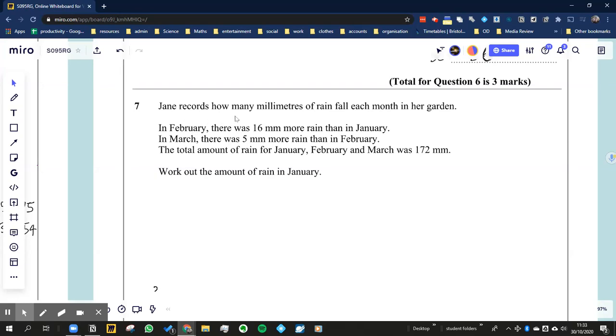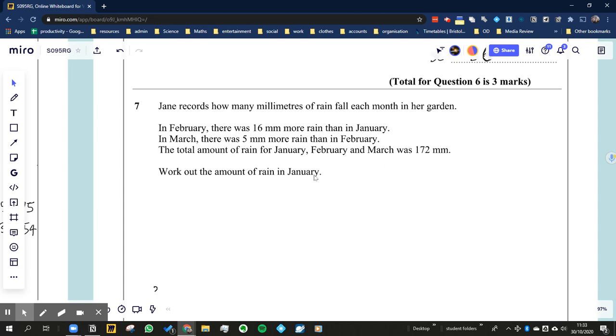So Jane records how many millimeters of rain fall each month in her garden. In February, there was 16 millimeters more than in January. In March, there was 5 millimeters more than in February. The total amount of rain for all three was 172.